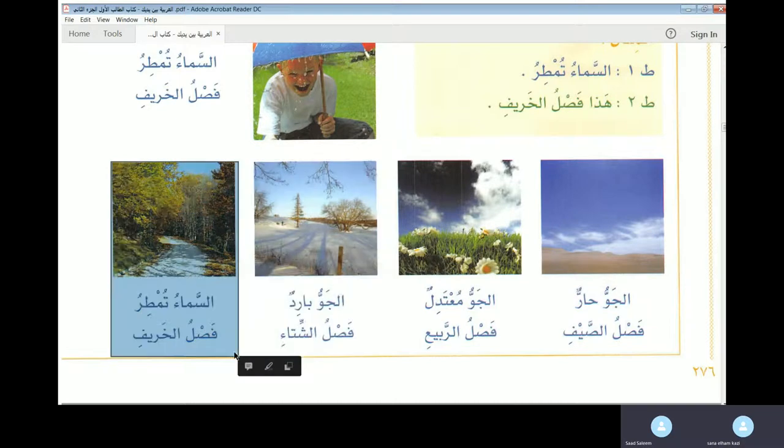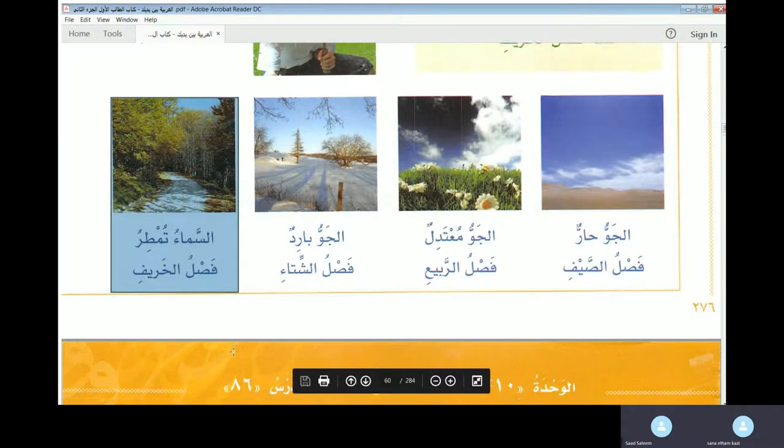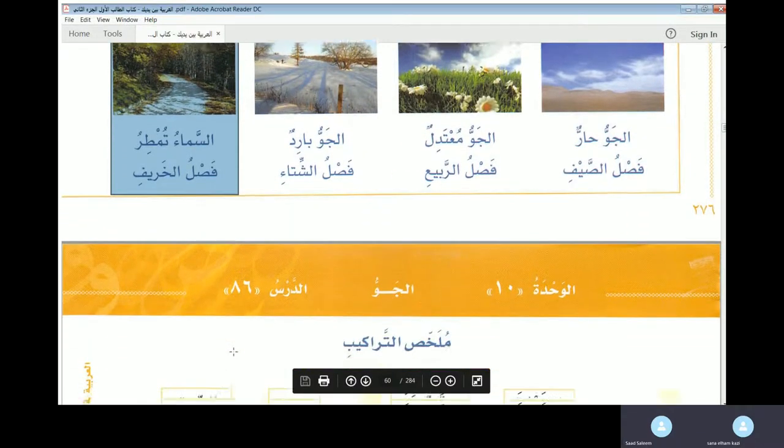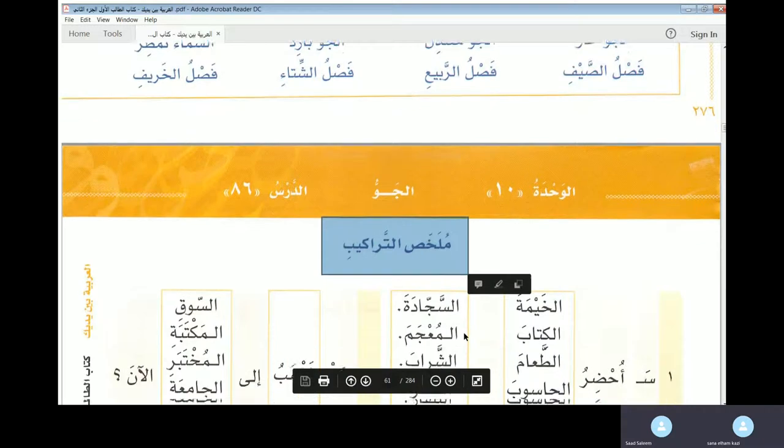السماء تمطر. It is raining. Okay. هذا فصل الخريف. This is the autumn season. This is fall season.